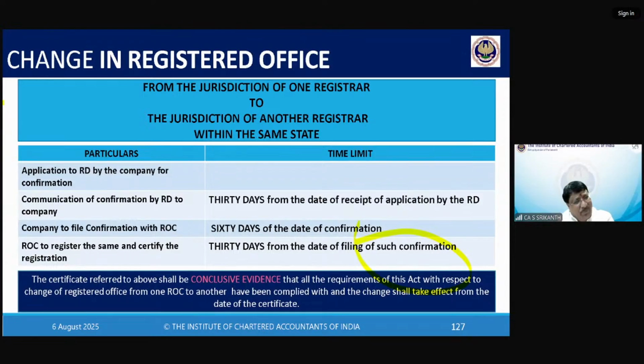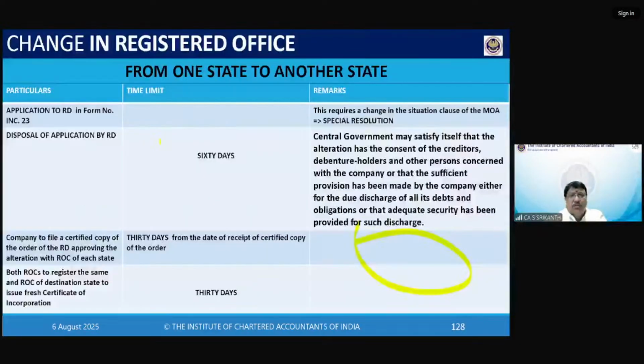So this is very simple. Basically, it's the regional director. And this will happen only for 2 states, not for any other state. Only for 2 states where there are 2 ROCs. That's why I gave the example of Pune to Bombay. Okay. So the ROC will register the same and certify the registration within 30 days. The certificate shall be conclusive evidence that all requirements of this Act have been complied with. And the change will take effect from the date of the certificate.